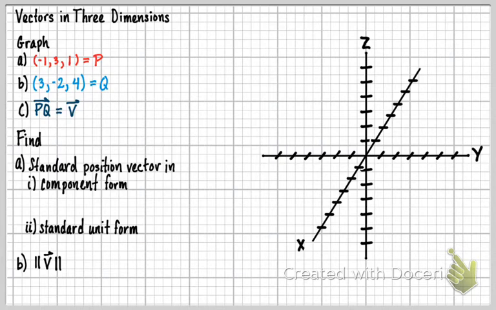3, 1. So that means I'm going to start at the x equals -1 and go in the y direction to 3. So that is going to go this way. I'm just creating that box again that we did two-dimensionally. So there it is. And then I'm going to go in the z direction, 1. And there's my point. And I'm going to call that my point P.